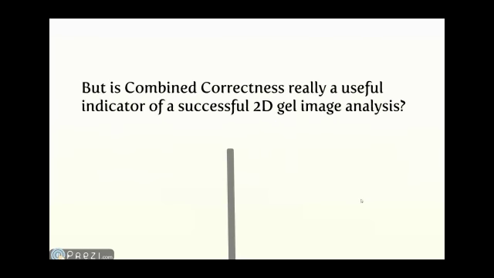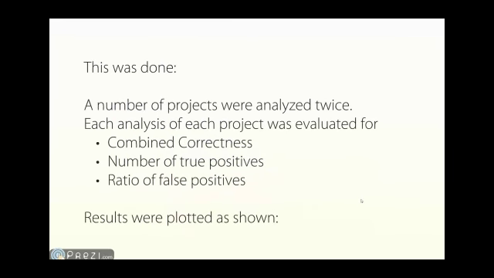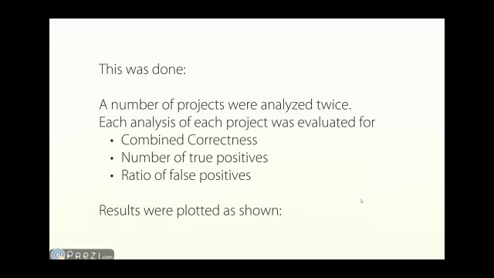Well, to answer that question, we set up a study together with 5 proteomics labs around the world. And what we did here, in a few short words, was to run a large number of projects twice. Each analysis of each of these projects was evaluated for its combined correctness, the number of true positives, remember in image analysis terminology, and the ratio of false positives, also in image analysis terminology. And then we plotted the results and looked for correlation to see if we could find any.